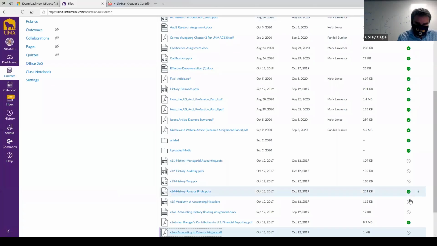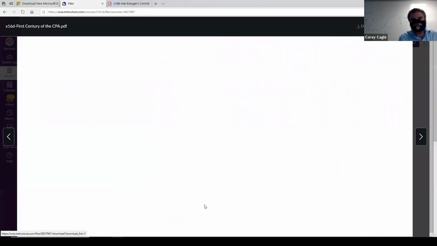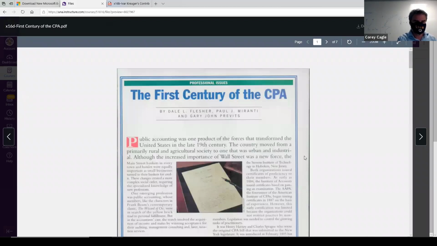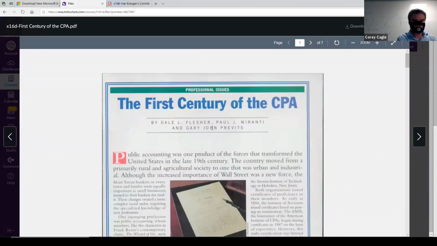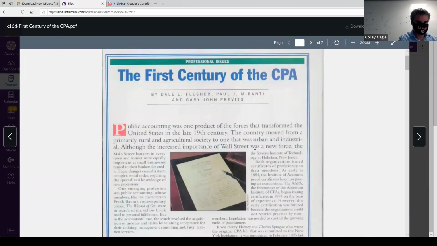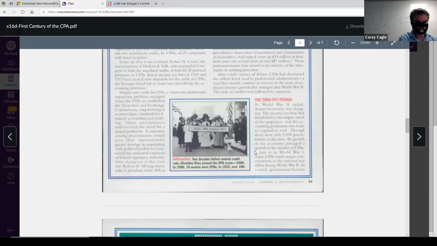And the other one is called The First Century of the CPA. It talks about Frank Broker and how New York did all this mess, and it's got a whole bunch of little tidbits. It's in the Journal of Accountancy, a magazine article. Look at the authors: Dale Flesher, Gary Previtz, a small little community. The same names always tend to pop up. So that was a quick and easy read and kind of an interesting read too.